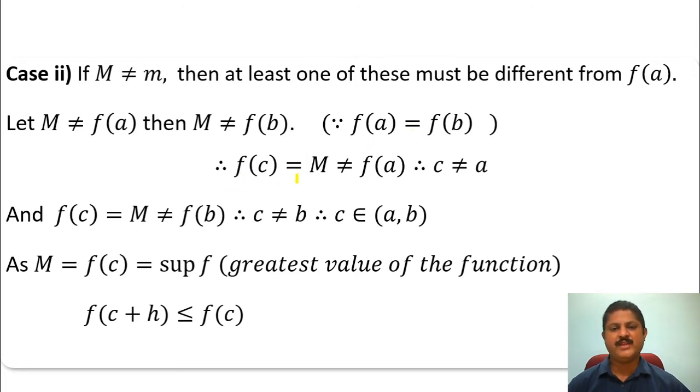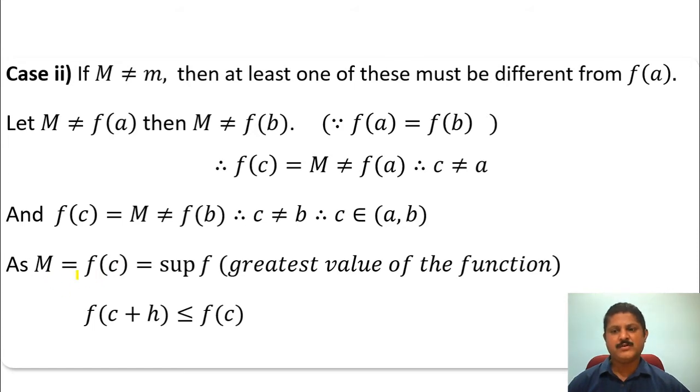Therefore, f of c equals capital M, which is not equal to f of a, therefore c not equal to a, and f of c equals capital M, which is not equal to f of b, therefore c not equal to b. Clearly c not equal to a and c not equal to b, and c lies between a and b, therefore c belongs to the open interval (a, b).